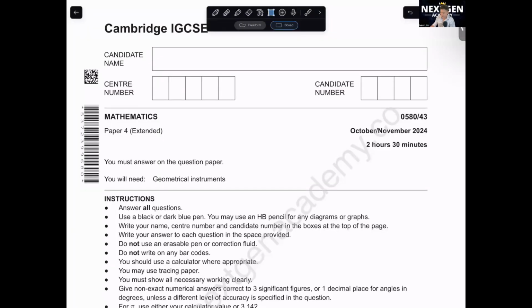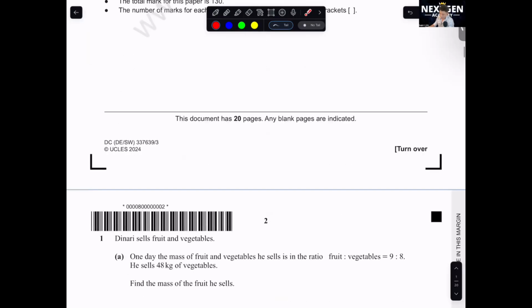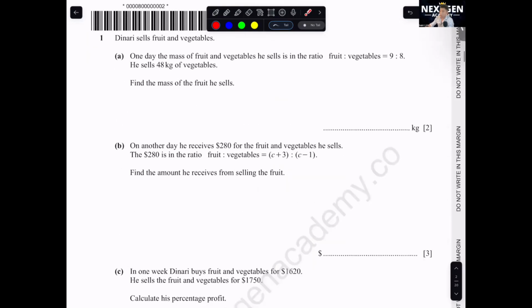All right. Okay, welcome back, NextGen family. We are going to go through the last paper of November 2024, paper 4.3. Everyone take out your calculator since this is a paper 4 practice paper. Let's look at question number 1.